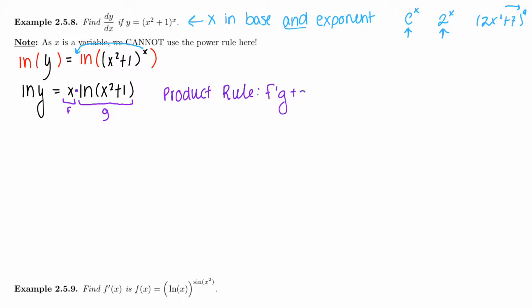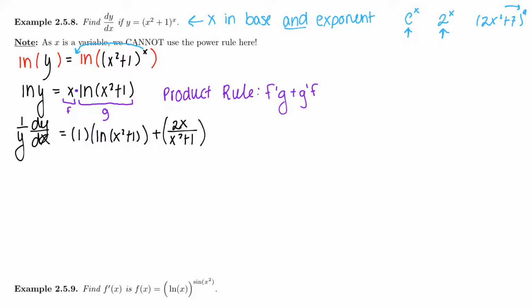F prime g plus g prime f. So the derivative of ln y is 1 over y dy dx, equal to f prime, which is 1, times g, which is ln of x squared plus 1, plus g prime, so the derivative of ln of x squared plus 1 is 2x over x squared plus 1, and then f is x.